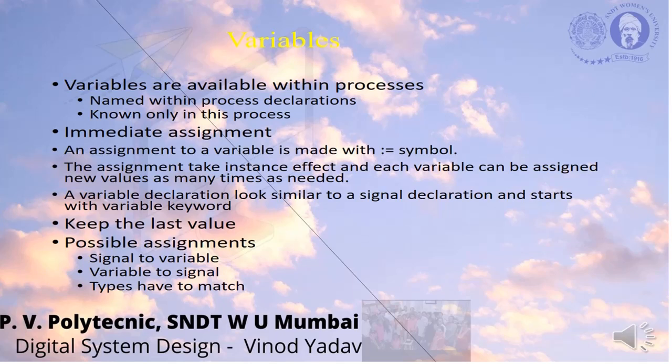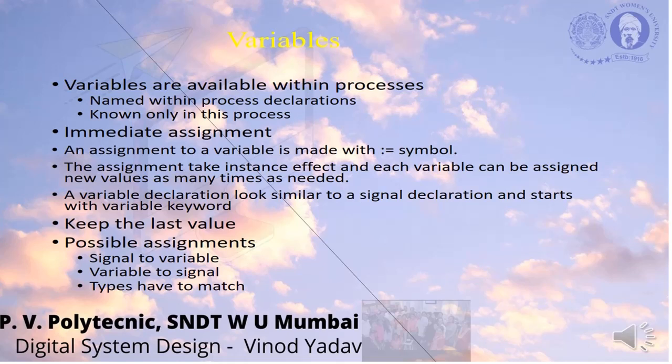Okay. Now, if you talk about variables, variables are available within a process, named within the process, and declarations are known only in this process. So we can define variables under a process. It is an immediate assignment and it will be valid only for that process. An assignment to a variable is made with a symbol like this. The assignment takes instant effect, and each variable can be assigned new values as many times as needed.